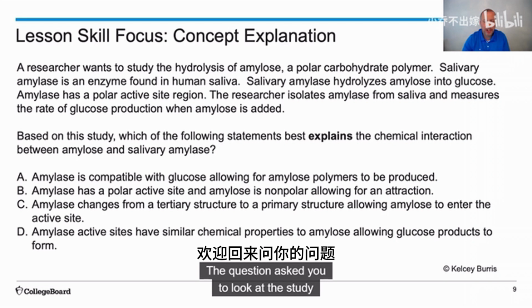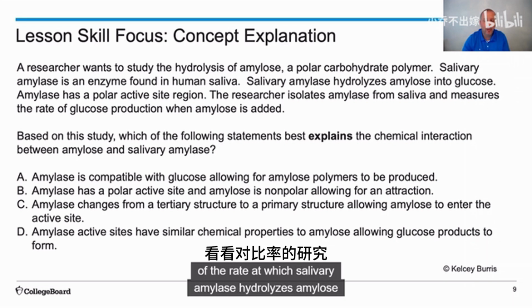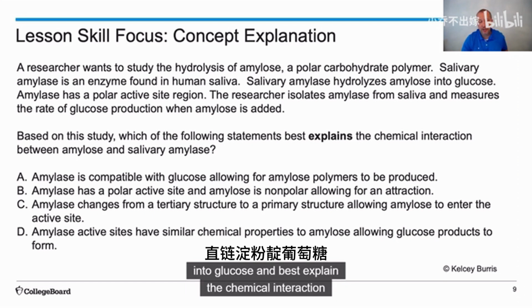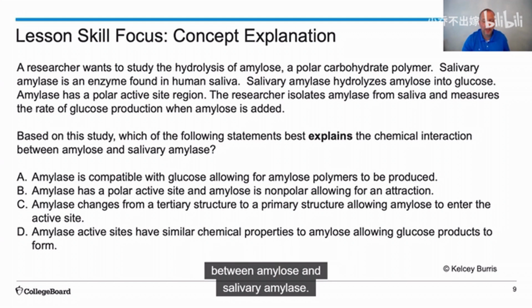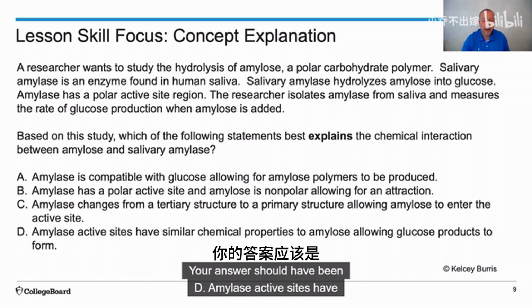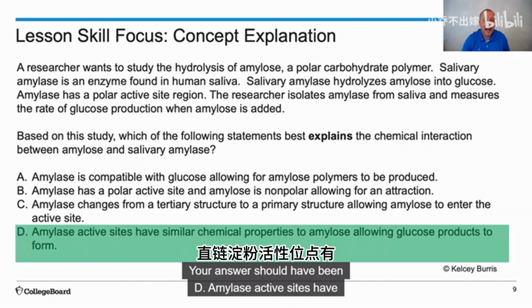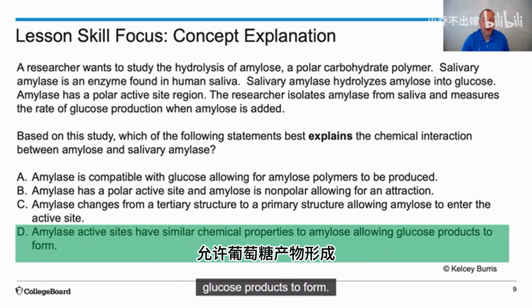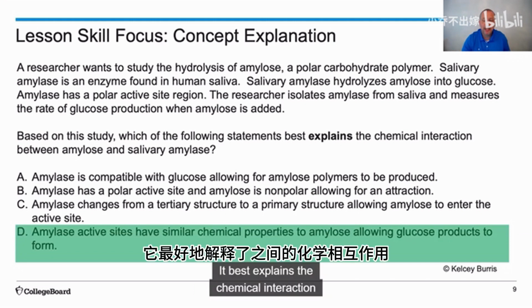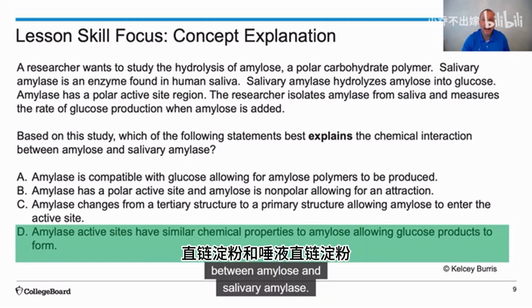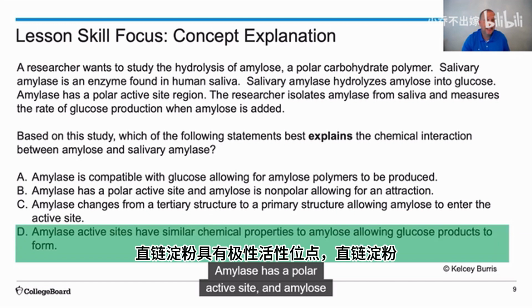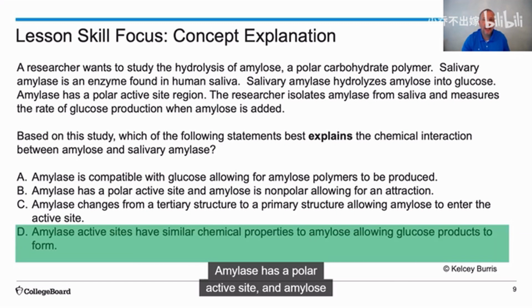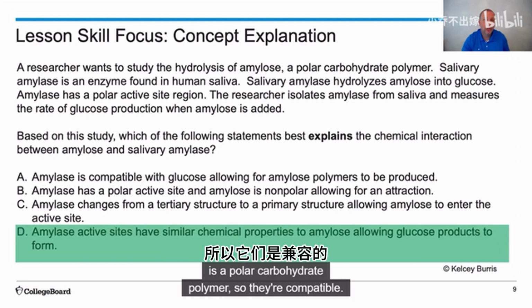Welcome back. The question asked you to look at the study of the rate at which salivary amylase hydrolyzes amylose into glucose and best explain the chemical interaction between amylose and salivary amylase. Your answer should have been D. Amylase active sites have similar chemical properties to amylose, allowing glucose products to form. It best explains the chemical interaction between amylose and salivary amylase. Amylase has a polar active site, and amylose is a polar carbohydrate polymer, so they're compatible.